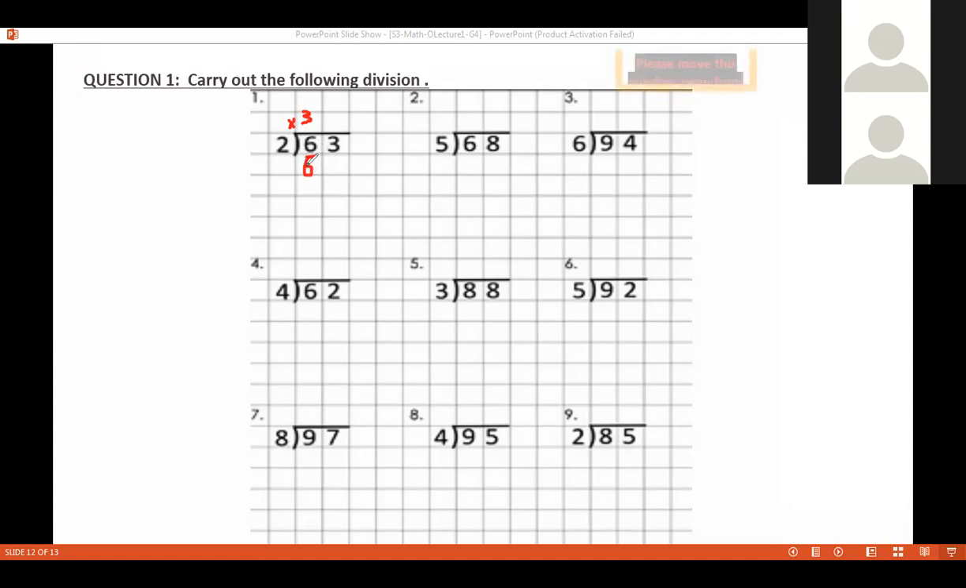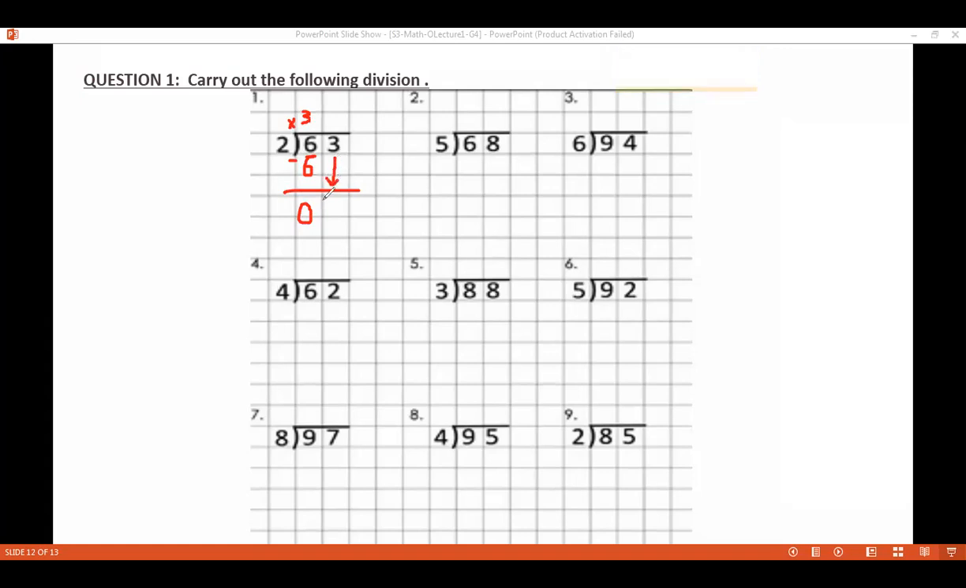Now, what's the step after multiplication? Subtraction. Excellent. So I'm going to subtract here. What's 6 minus 6? Zero. What do I do after subtraction? Bring down. Excellent. So I'm going to bring down the 3. Now I start the steps all over again. What's 3 divided by 2? 1. Excellent. Who said 1? Me. Good. 3 divided by 2 is 1.